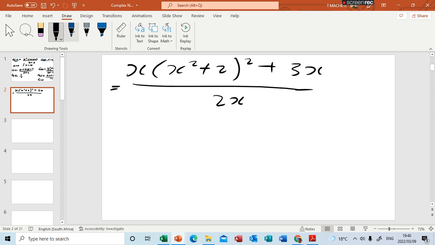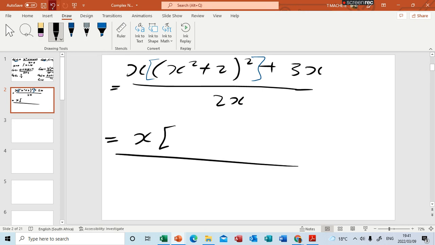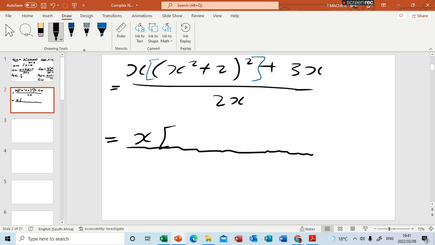The first thing that you do, you focus on the bracket first. So expand this. What you're gonna do is you're gonna say x into, you focus on the bracket first. Remember your BODMAS, you bracket, what, divide, multiply, whatever the story is. So you're gonna focus on the bracket. So you're gonna say x squared plus 2, then you say x squared plus 2.